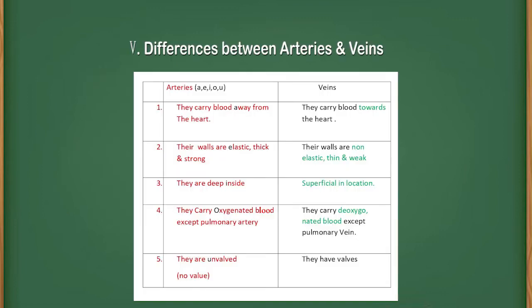Okay. Then difference between arteries and veins. Arteries, you remember the vowels A, E, I, O, U. A for away, E for elastic, I for inside, O for oxygenated blood, and U for unvalved. With that we can write the sentence. Arteries carry blood away from the heart. Then for veins, instead of away you write towards. You will get the answer.